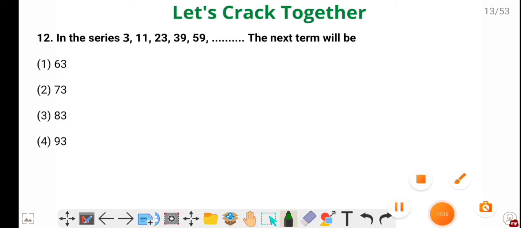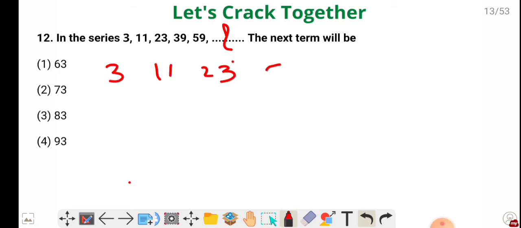In this series, the next term will be? What is the pattern here? 3, 11, 23, 39, and here is 59. In this number series, we have to identify the pattern first. What is the pattern here?